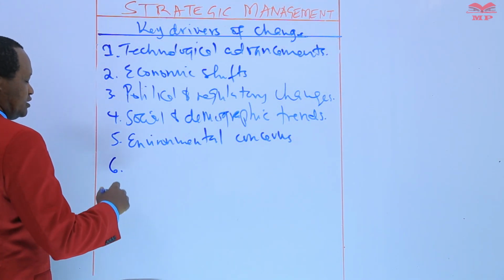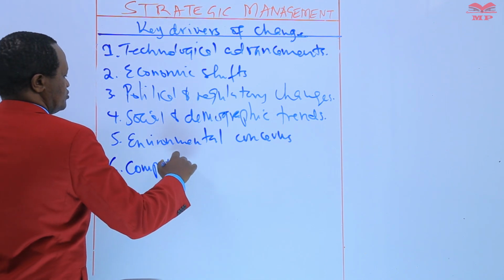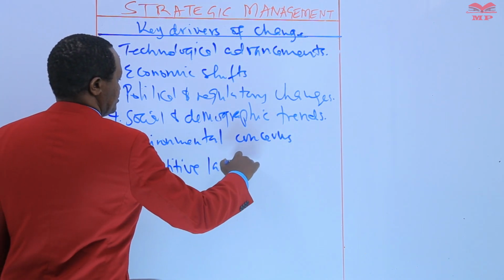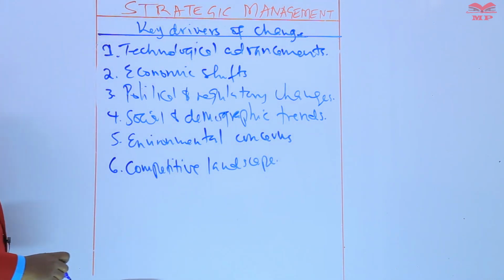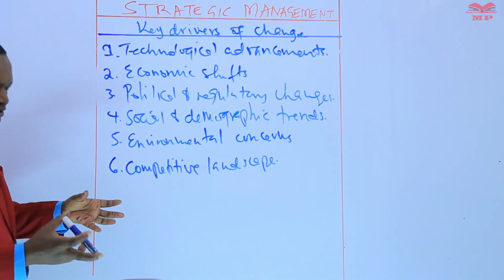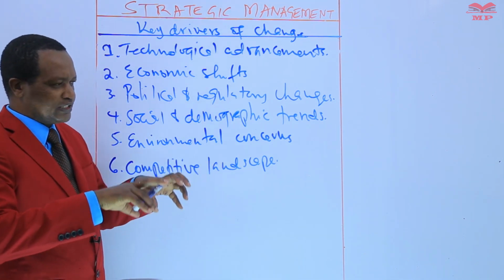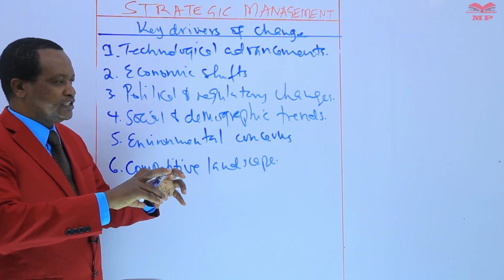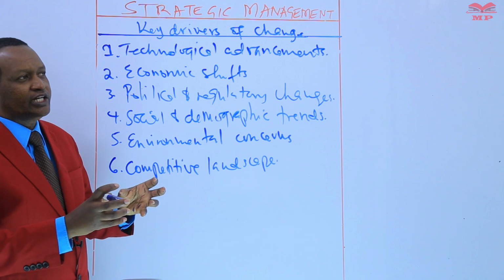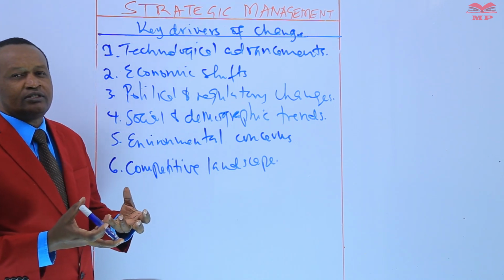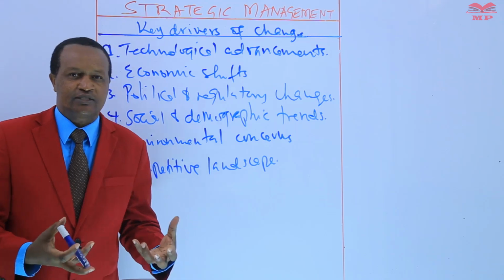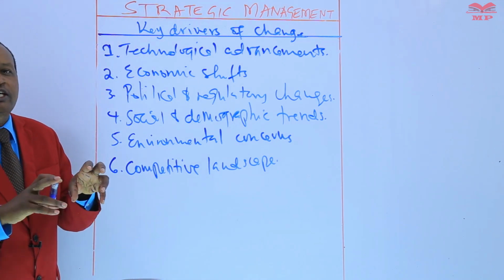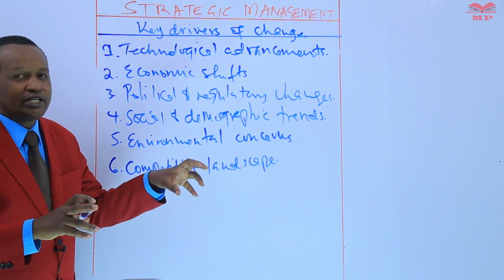Six is the competitive landscape. This is the competitive environment, which is constantly evolving within industries where companies are competing. We have changes that are taking place. There are new entrants into industries. We have disruptive business models. We also have changing customer expectations within industries.